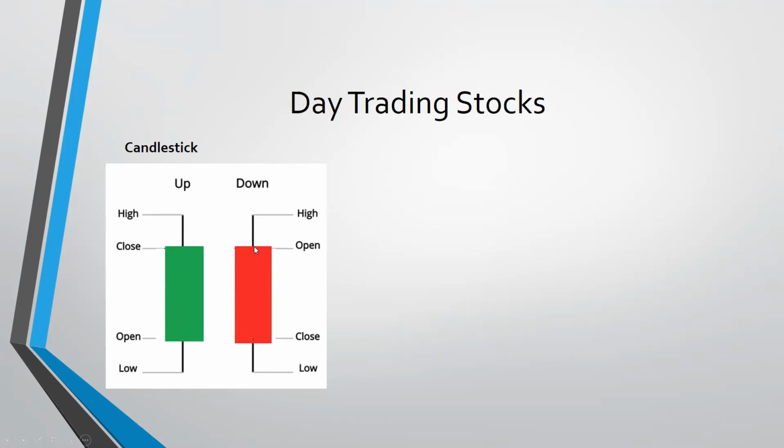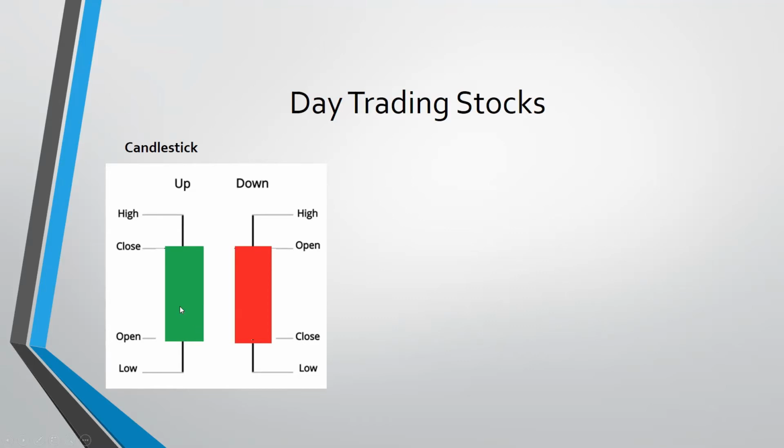This area here between the open and the close is the body. This is the highest point. The area between the highest price and closing price in the green candlestick is a wick. The area between the highest price and open price in a red candlestick is also a wick. The area between the open price and lowest price in the green candlestick is a wick. The area between the closing price and lowest price in a red candlestick is a wick.